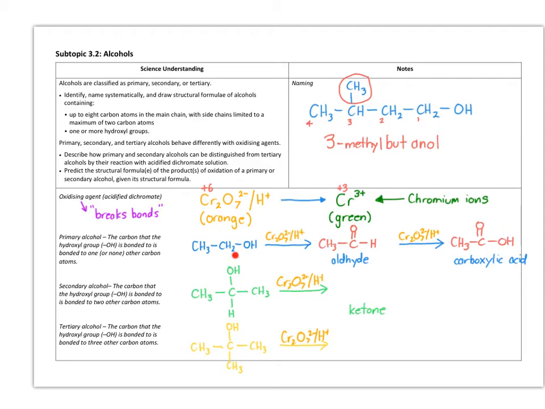The key thing here: a primary alcohol goes to an aldehyde, and I've forgotten to put an E in aldehyde there. Just pick that up, there should be an E in there. It goes to an aldehyde, then it goes to a carboxylic acid.